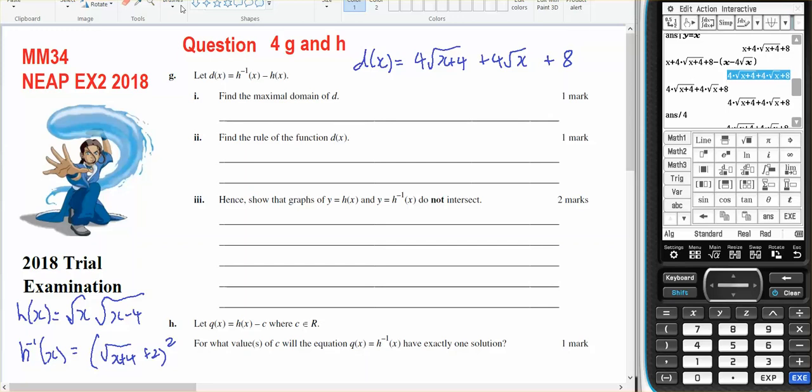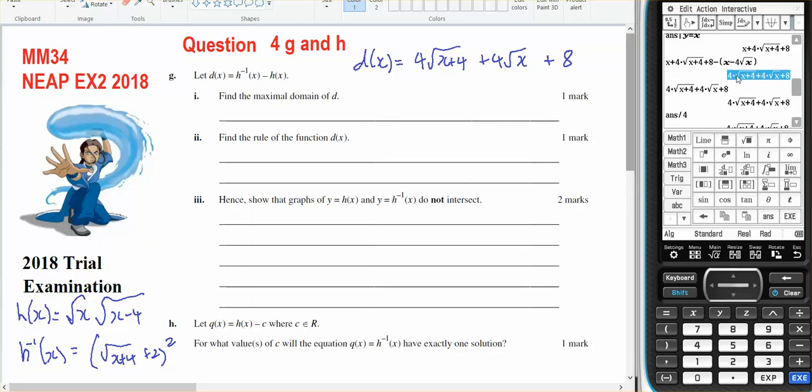This is for Year 12 methods. It comes out of the NEAP 2018 exam 2, question 4G and 4H. Okay, so the earlier part of the question talked about H being this expression and the inverse being this expression, and we now have D, which is the inverse minus the original, and it's the vertical distance between them.